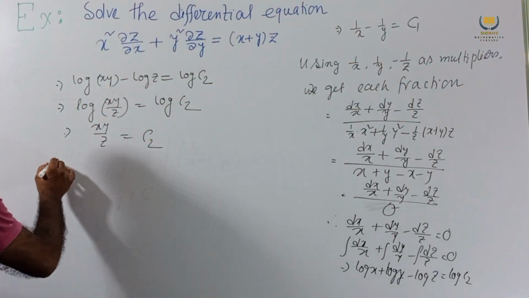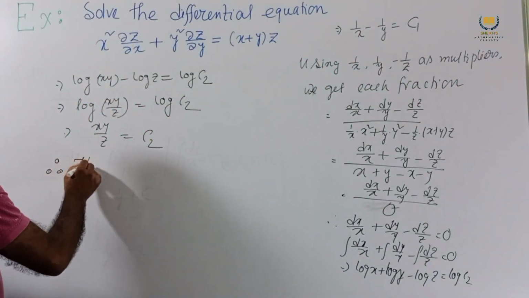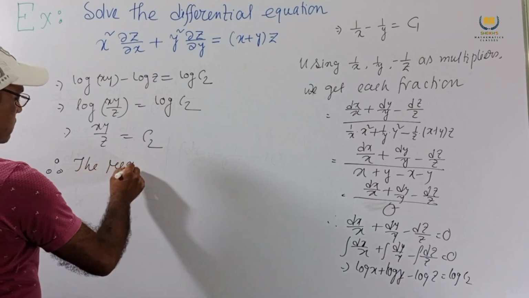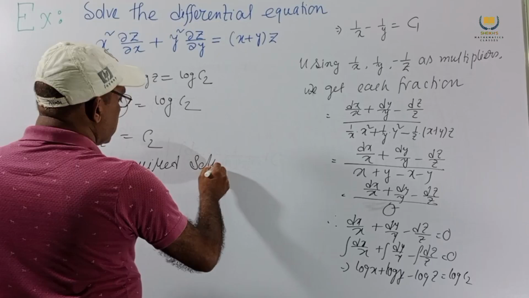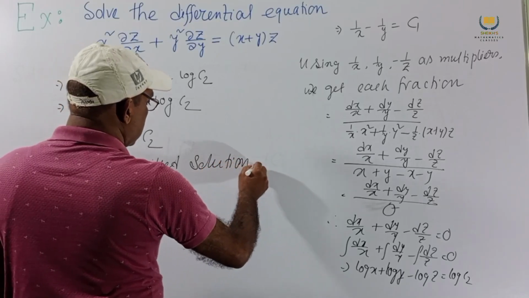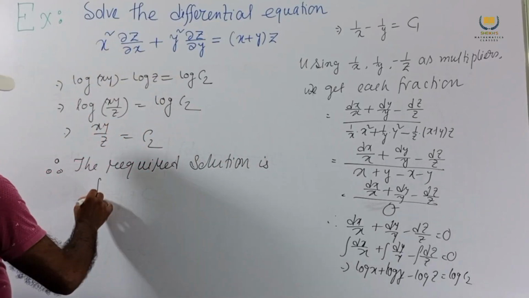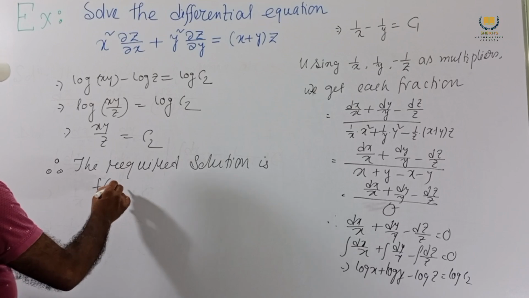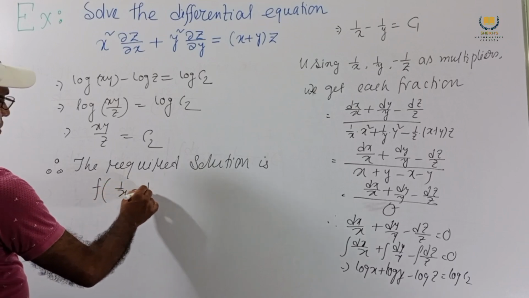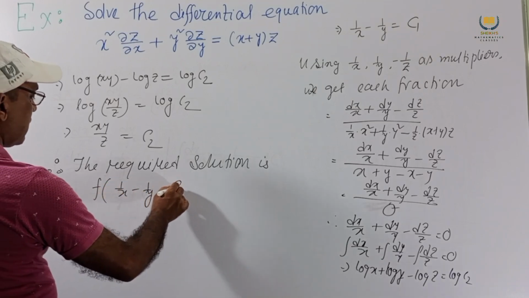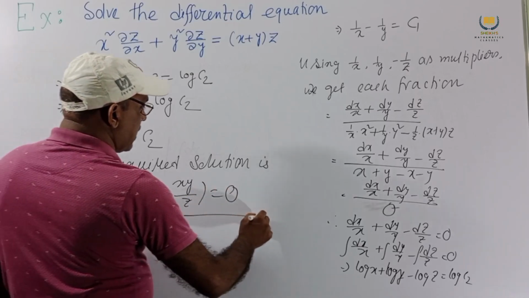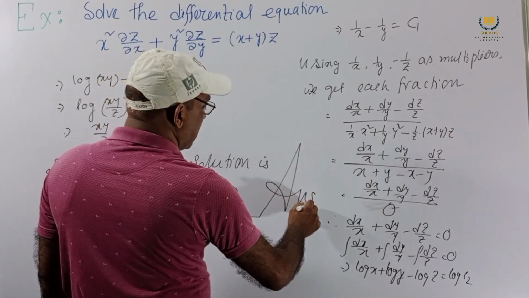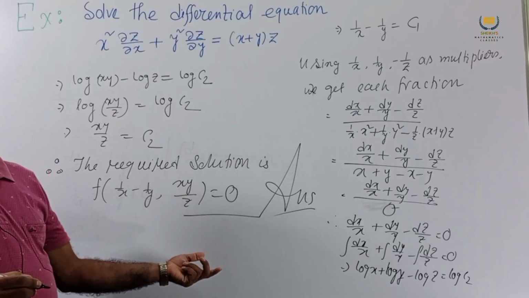Therefore the required solution is f(1/x - 1/y, xy/z) = 0, and this is our final answer. Very easy solution, very nice solution.